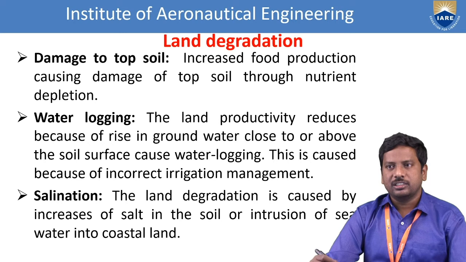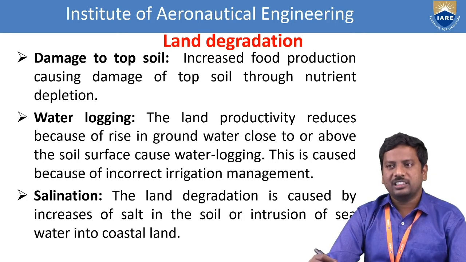And waterlogging. The land productivity reduces because of a rise in groundwater close to or above the soil surface, which causes waterlogging. This is caused by incorrect irrigation management. So whenever pesticides and fertilizers are used excessively, waterlogging also takes place. That means in a given time, we cannot sufficiently manage the water resources.